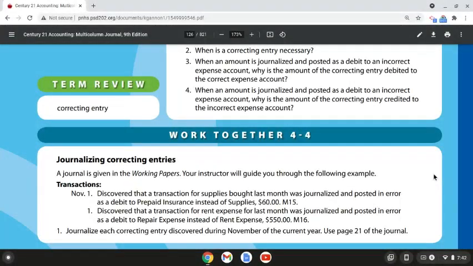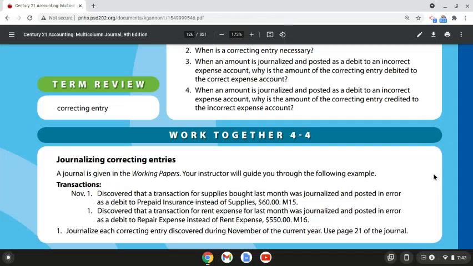Okay, so as I had stated before, I'm going to be going over the 4-4 work together. In the last video, I read over the 4-4 text. If you did miss that video for any reason, please click the link in the description. But anyway, today I will be going over the 4-4 work together, where we will be journalizing correcting entries.